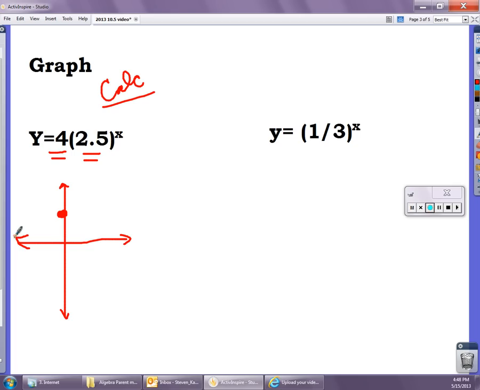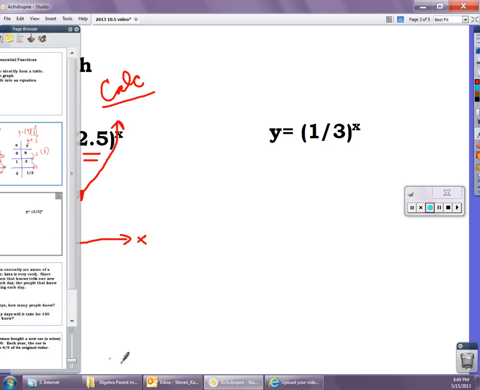Now, as you move this way, we talked about in class that it looks like it gets really flat along the x-axis. But it doesn't really get flat. It goes forever towards the x-axis. It's actually moving towards the x-axis this way. But this way, as it moves along, it gets steeper and steeper and steeper.